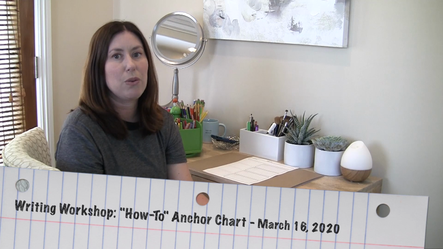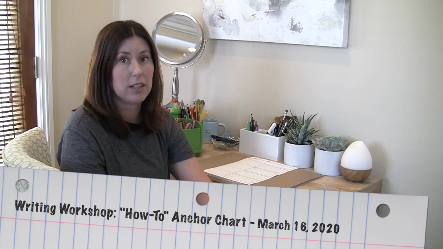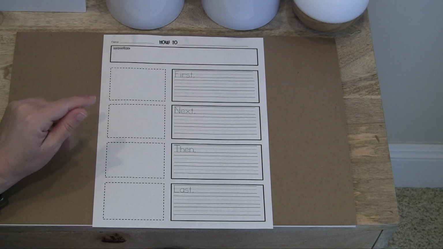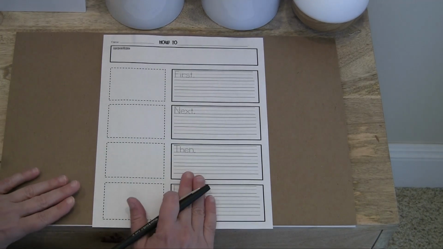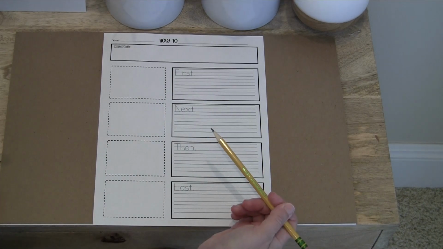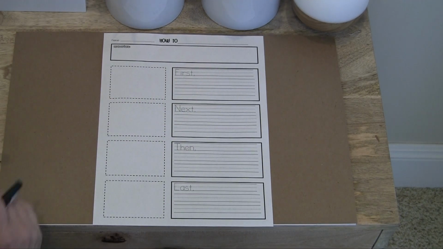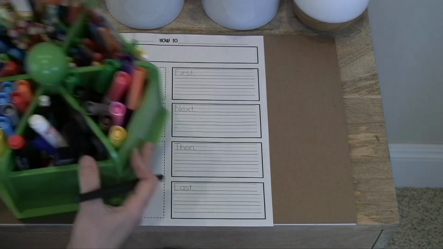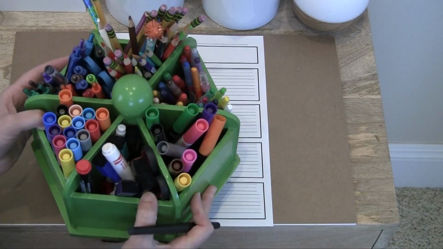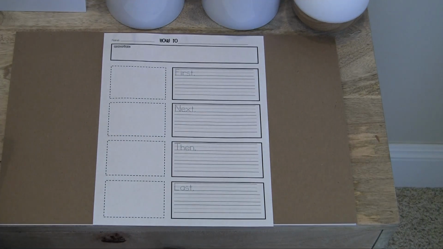We're going to review our how-to anchor chart and start working on a new how-to procedural writing story. Let's get started. Okay, writers, I have my 4-step how-to paper, my pencil, and lots of twistables and colored pencils and crayons to add some beautifully detailed illustrations to my story.